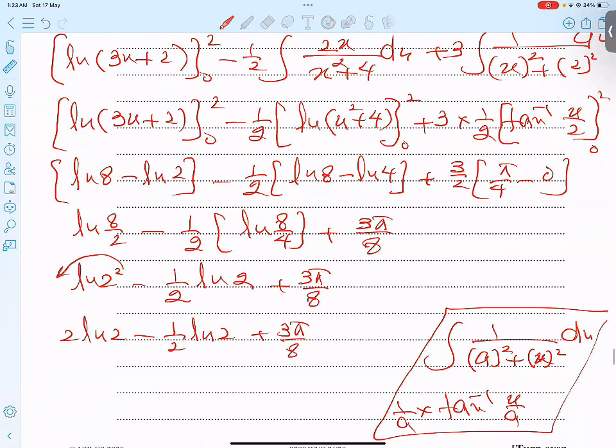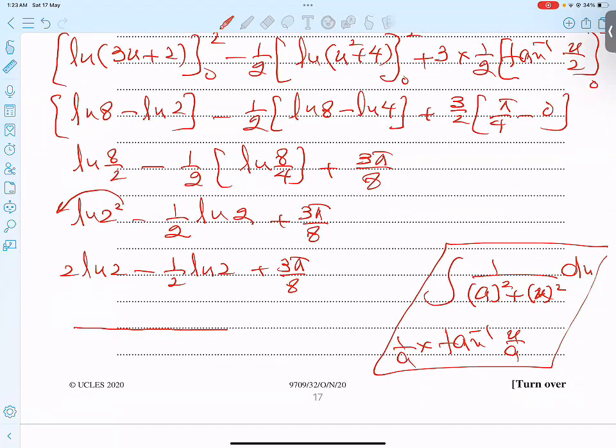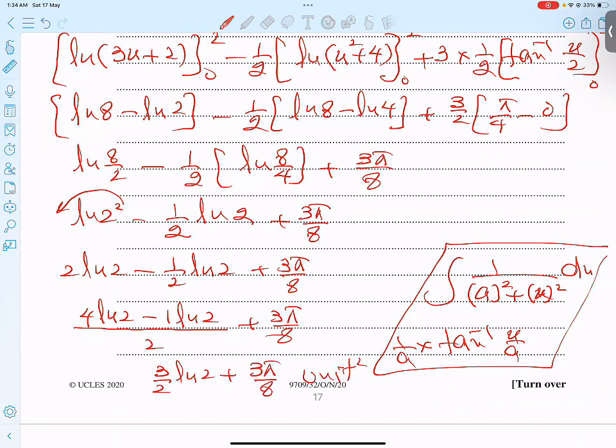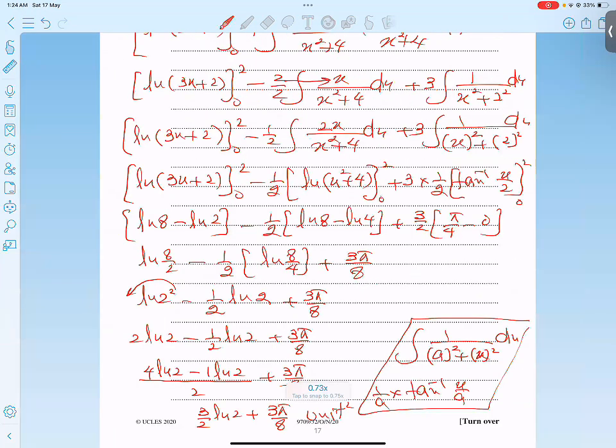Now here I take the LCM, and LCM is 2, and 2 into 2, 4. I got 4 ln 2 minus 1 ln 2. And out of 4, 1 gone. I got 3 over 2 ln 2 plus 3 pi by 8. And I hope the idea is very clear. I got the area of this one. So I hope it is very clear.